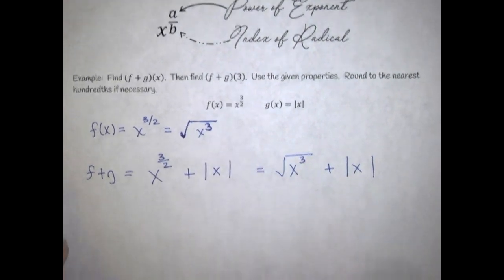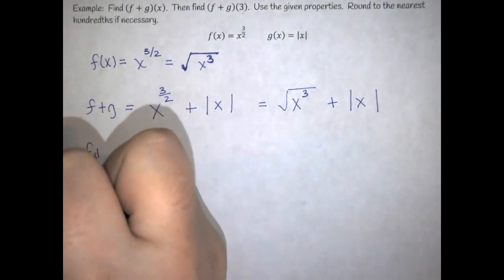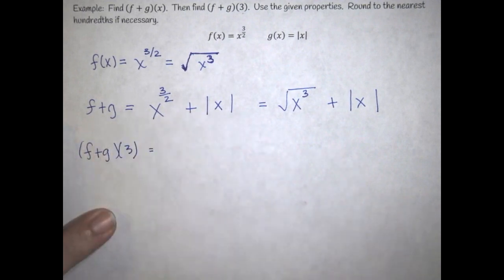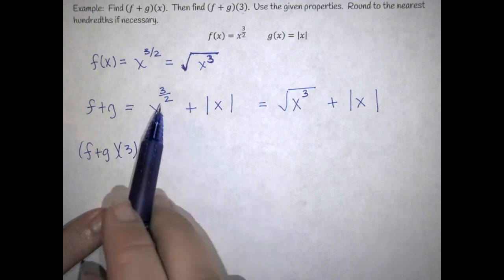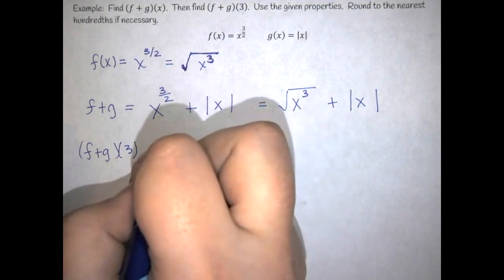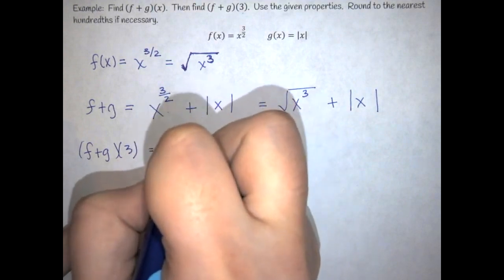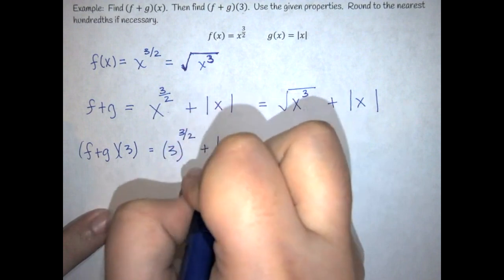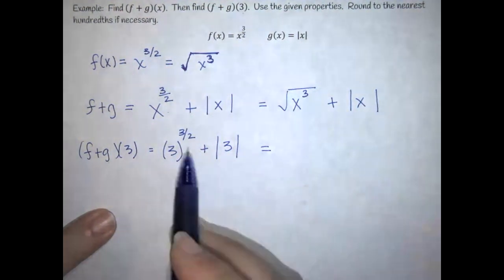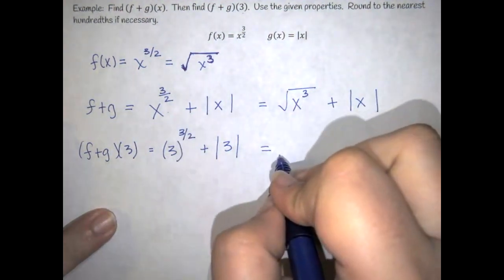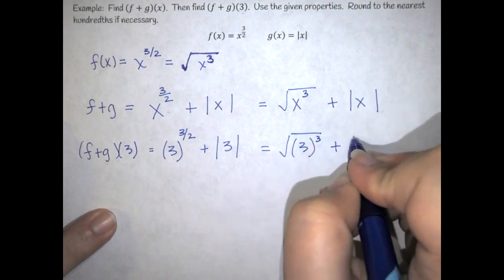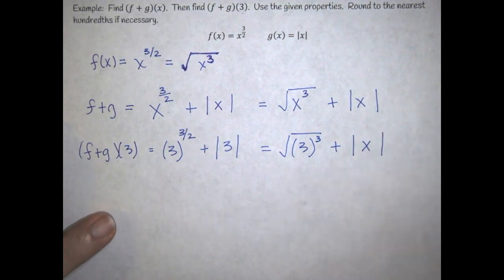But then we have to evaluate at 3. So to evaluate at 3 says now we're going to do f plus g, and we're going to evaluate this at 3. Which says anywhere you have an x, you have to input your 3, which is why knowing how this changes is kind of a big deal. Okay? So first of all, we've got 3 raised to the 3/2, and then plus the absolute value of 3. Well, to make that easier, we know 3 to the 3/2 is the same thing as saying the square root of 3 cubed plus the absolute value of 3.